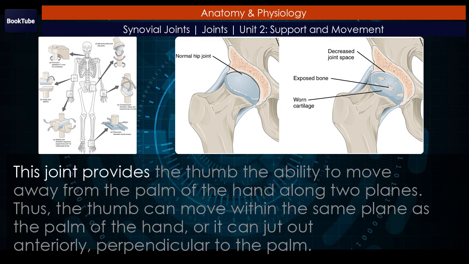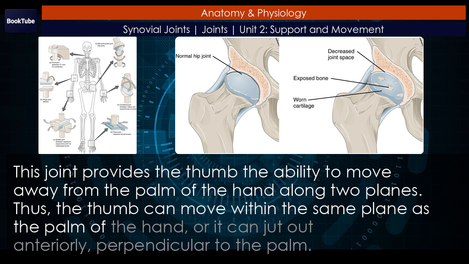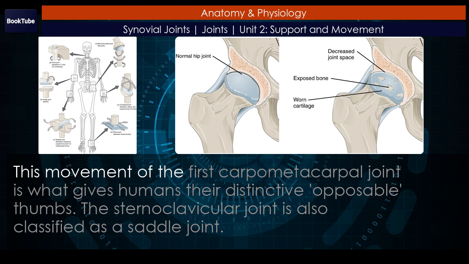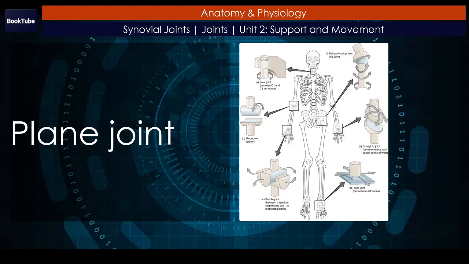This joint provides the thumb the ability to move away from the palm of the hand along 2 planes. Thus, the thumb can move within the same plane as the palm of the hand, or it can jut out anteriorly, perpendicular to the palm. This movement of the first carpometacarpal joint is what gives humans their distinctive, opposable thumbs. The sternoclavicular joint is also classified as a saddle joint.